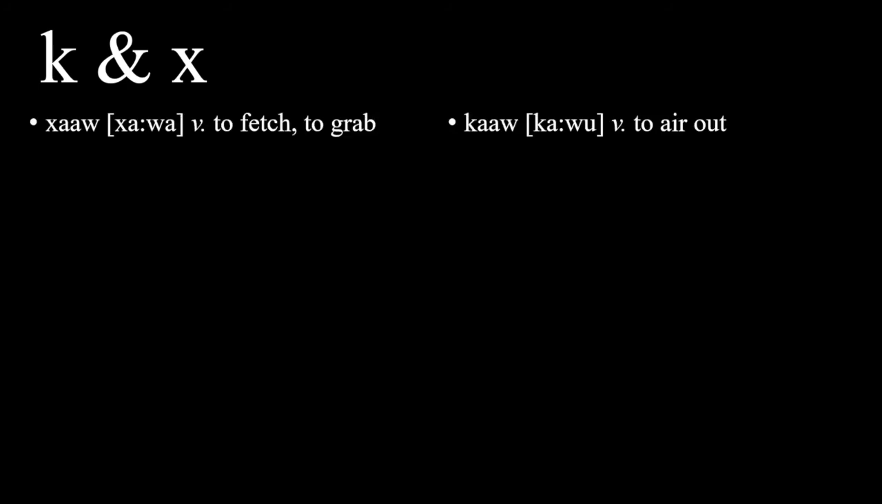So chao and kao. Chao means to fetch. Kao means to air out. It can also mean beach, but here I decided to choose the verb. Chao and kao. So gawash chao. Gawash kao. You might be able to mix them up if you can't really hear the X correctly, but over time it will be easier to distinguish.